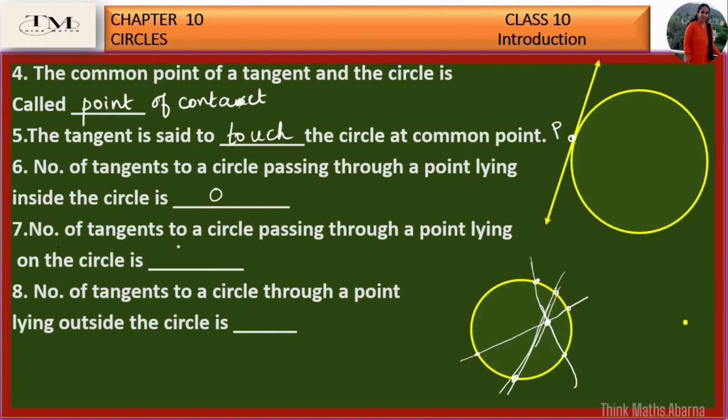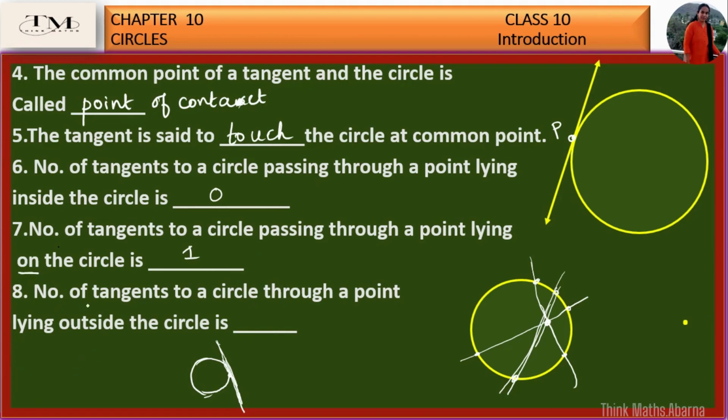Next, number of tangents to a circle passing through a point lying on the circle. So this is a circle. There is a point here lying on the circle. How many tangents can we draw? It is only one tangent, because at one point we can draw only one tangent. If we draw some other line, it will not be a tangent. So the number of tangents to a circle through a point lying on the circle is one.